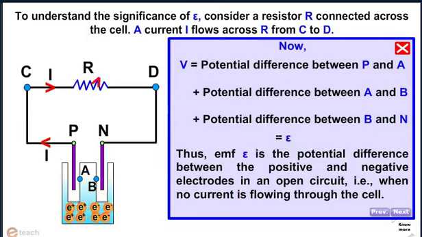Thus, from the above calculation, we can see that EMF is the potential difference between the positive and negative electrodes in an open circuit, that is, when no current is flowing through the cell.